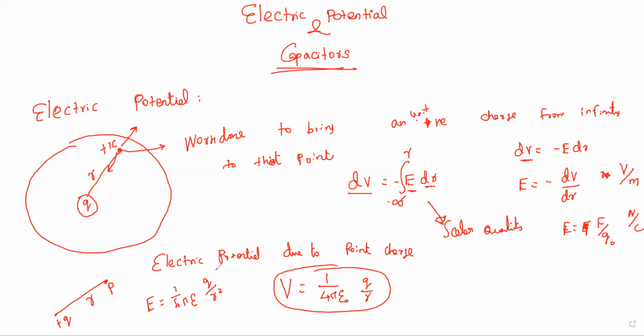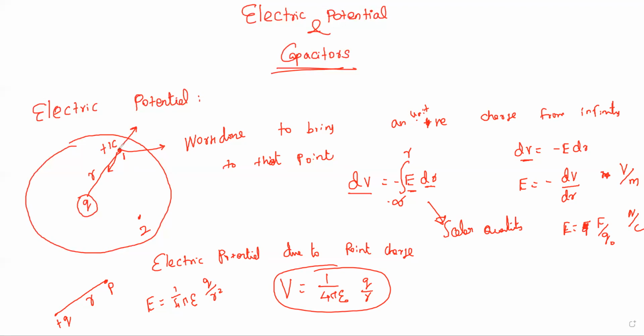So if we have the positive charge, the energy will be positive. If you have the negative charge, the energy will be negative. So these are all the basic things about the electric potential. This point has some potential, and for example, if you consider this point, it will have some other potential. So in an electric field, different points have different electric potential.